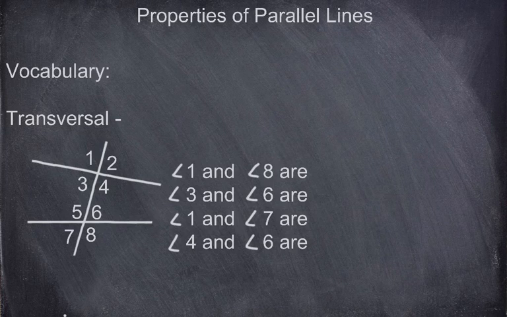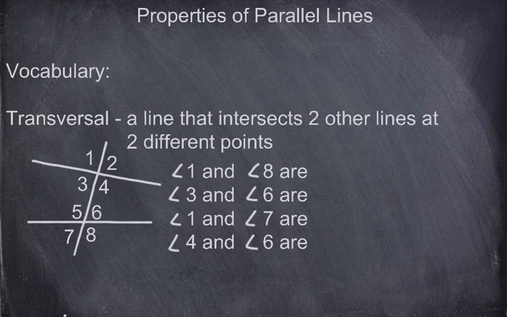Hey Geometry, this lesson is entitled Properties of Parallel Lines. We're just going to start off with one vocab word here to begin with. So what is a transversal? A transversal is a line that intersects two other lines at two different points.